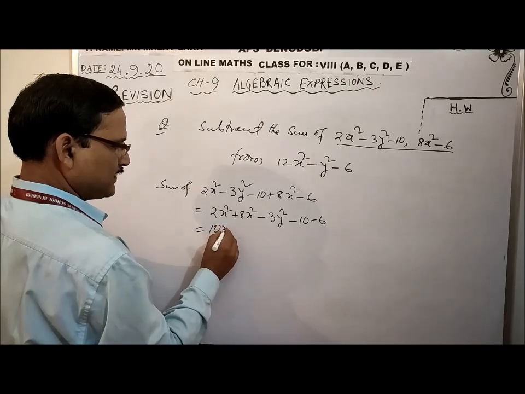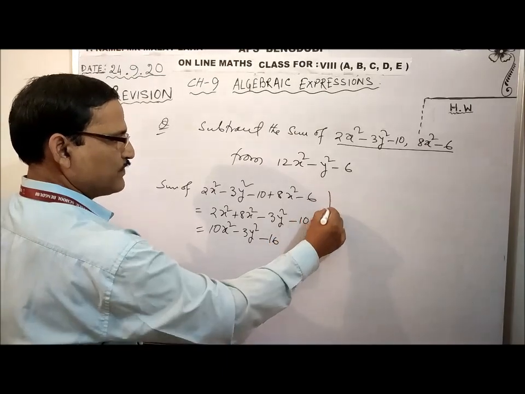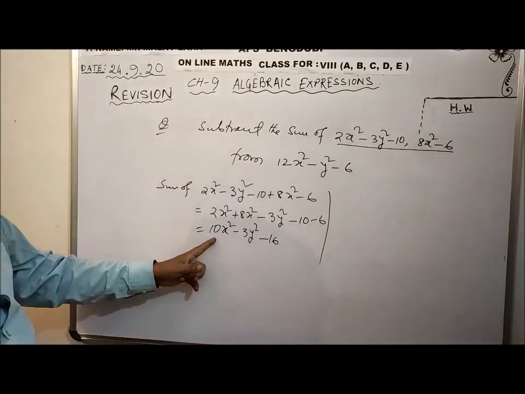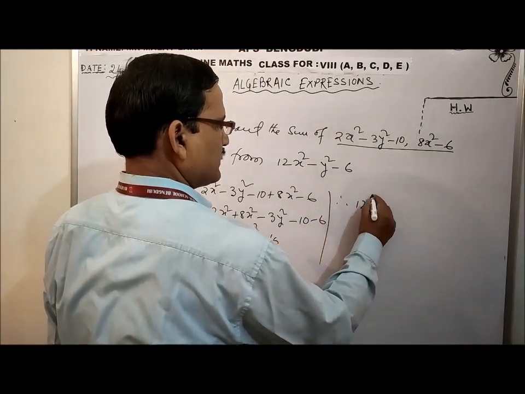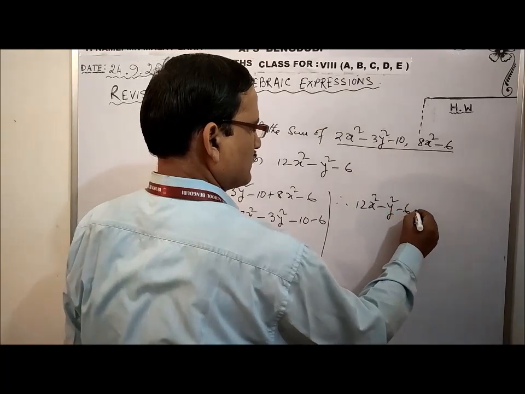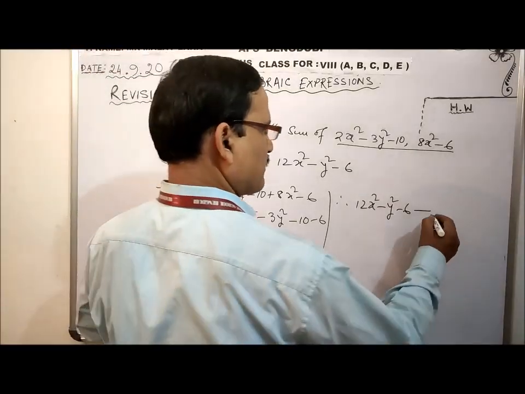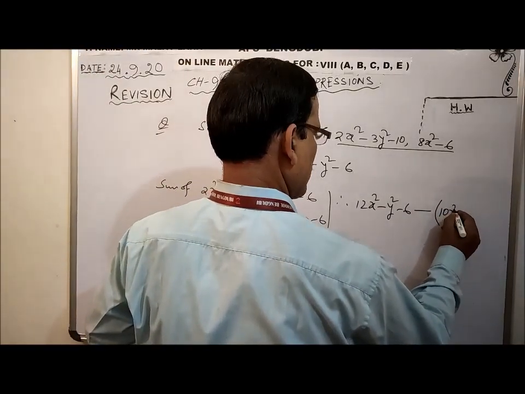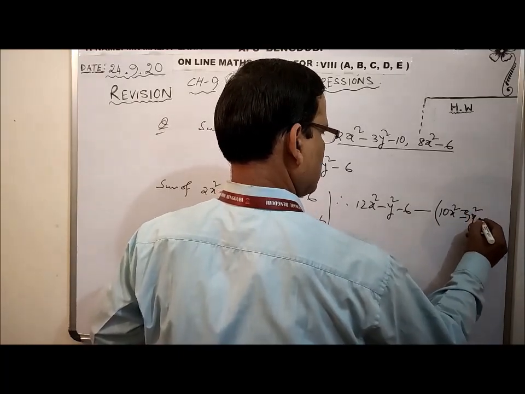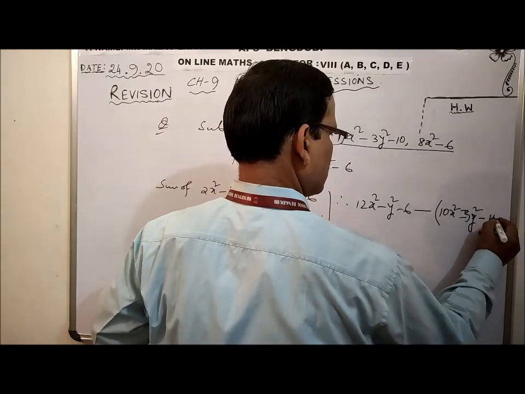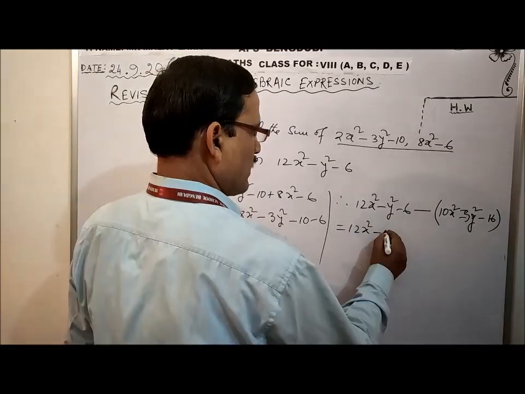This one will be 10x square minus 3y square minus 16. So the result of this part is 16. Now this result I have to subtract from there: 12x square minus y square minus 6. What will you subtract? The sum. Keep it in brackets: 10x square minus 3y square minus 16. Okay, now remove the bracket.